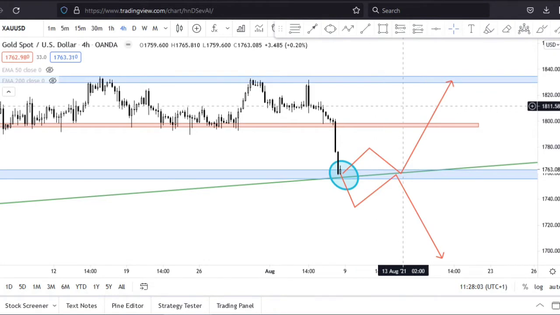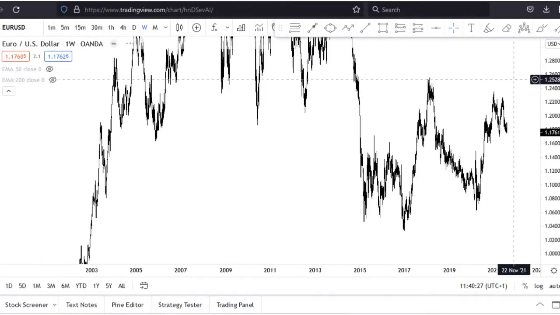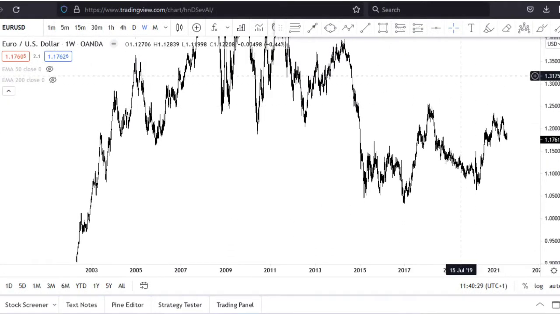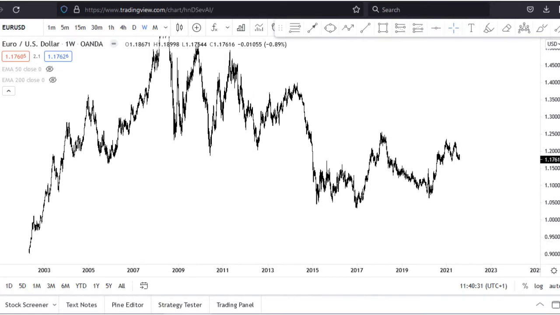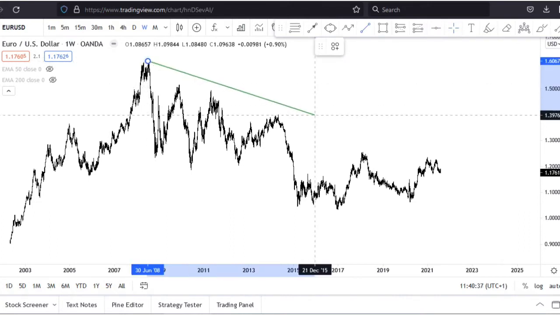So my next analysis will be the Euro USD. So for Euro USD, again, starting from the weekly time frame, all we need to do is to identify our key level of support and resistance, and also the trend lines.